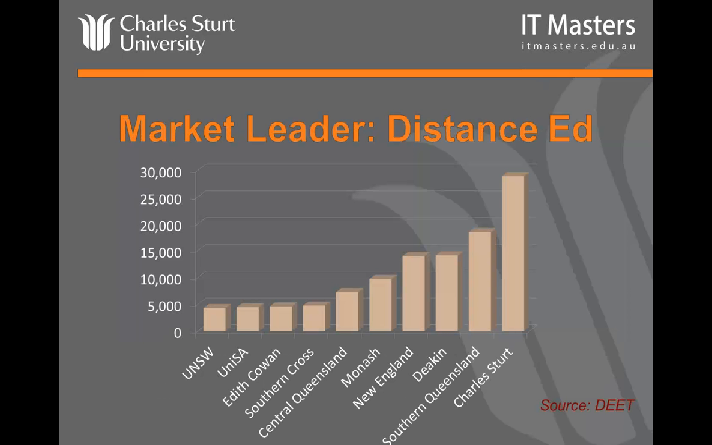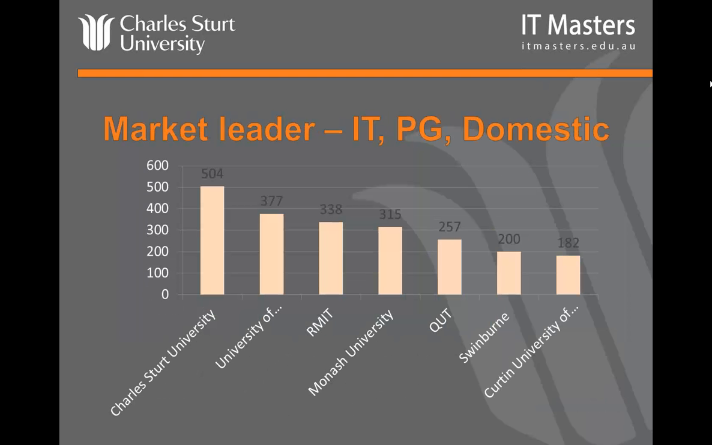So just moving to CSU and where we slot into the overall numbers of postgraduate students. Postgraduate means masters or above, essentially graduate certificate, masters. So in terms of other universities within the sector, when you look at IT postgraduate courses, again, Charles Sturt University is a long way ahead in terms of number of enrolments. That's just a snapshot from one year.